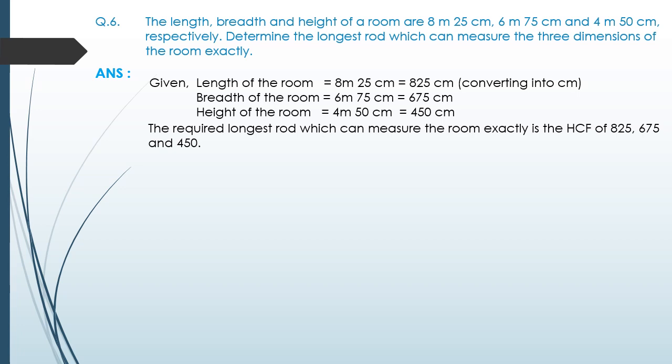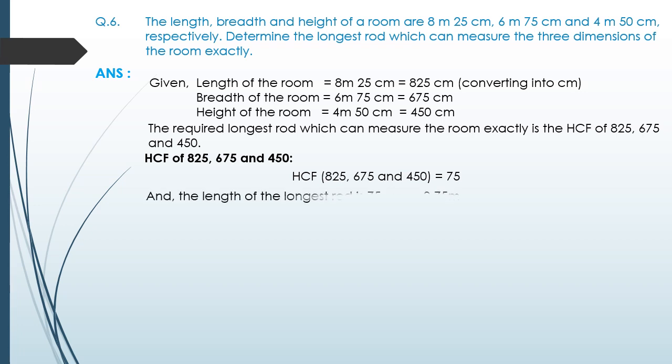825, 675 and 450. Now you find HCF of these three numbers by any method. You can go with Euclid's division algorithm or by a power method. If you find that, you will find the HCF of these three numbers is 75. It means that the length of the longest rod, which will measure the dimensions of the room exactly, is nothing but 75 centimeters, which is nothing but 0.75 meters. So this is the answer of this question.